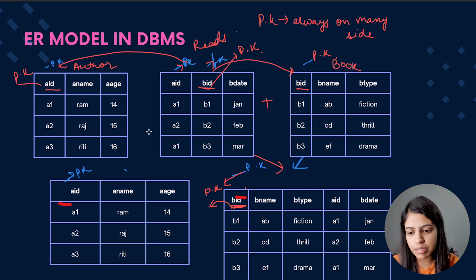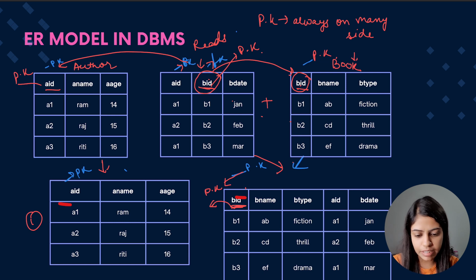How can we reduce the table? You can see now in this particular reads table and in this particular book table, the primary key is the same. B ID is a primary key here and B ID is also a primary key here. So what we can do is combine both these tables and make one single table. So author would be a single table, and the book table along with the reads table can be a second table. So basically from 3 tables we have reduced to 2 tables.